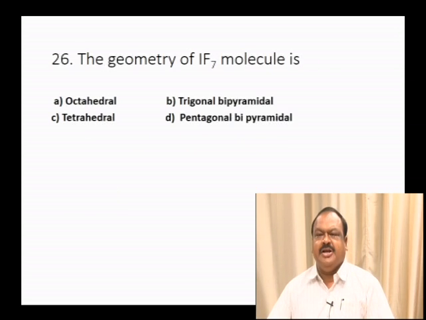The geometry of IF7, iodine heptafluoride molecule, is octahedral, trigonal bipyramidal, tetrahedral, pentagonal bipyramidal. Octahedral is for 6, trigonal bipyramidal for 5, tetrahedral for 4, and heptagonal is pentagonal bipyramidal. So the suitable answer is D.